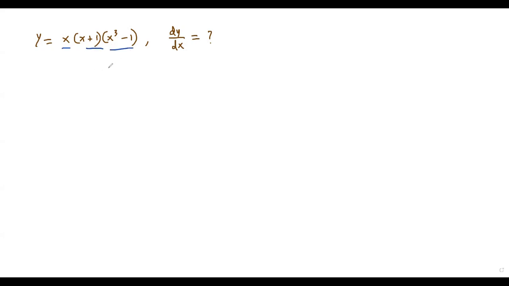three terms and all the three terms contain variable x. Okay, if I multiply the first two terms, I'll have the product of only two terms which contain variable. So I can use product rule.